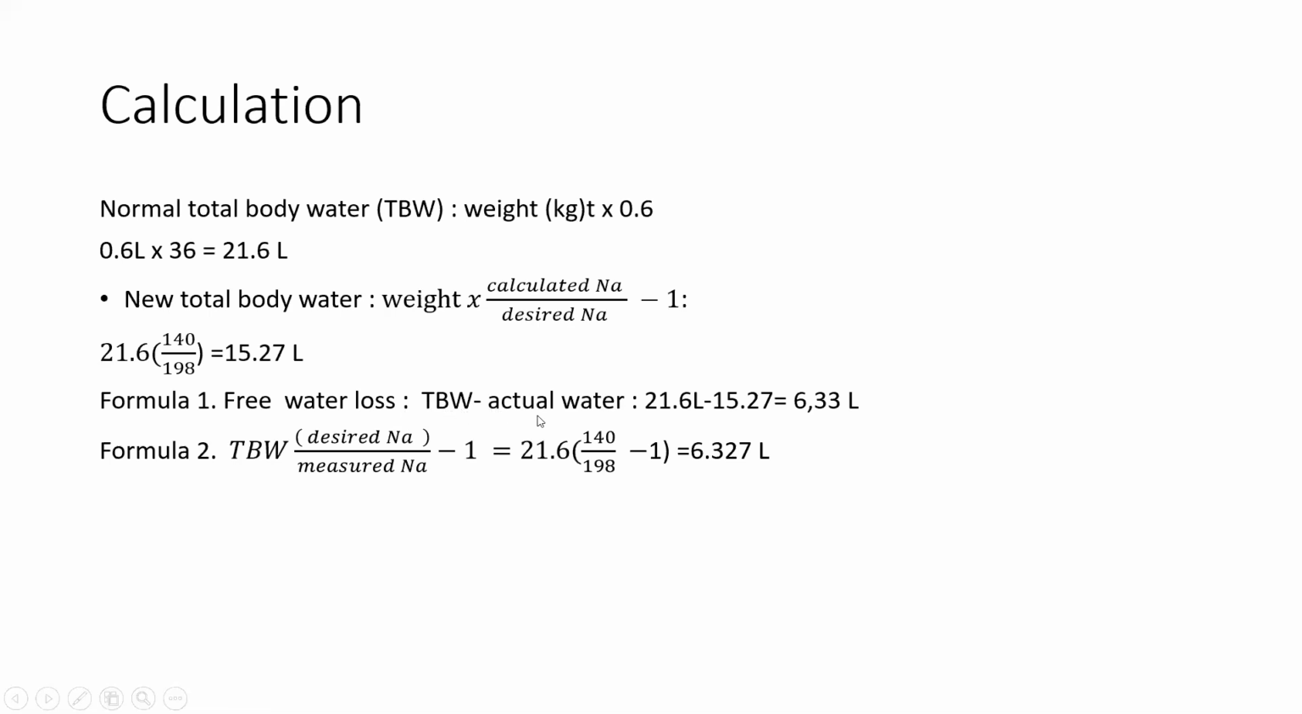body water minus the actual water. So that means 21.6 liters minus 15.27 liters, which gives now 6.3. Sorry for the typing error. So that's the formula. So you see now with this chart, we are supposed to use the daily maintenance fluid, then plus now the 6 liters and 330 ml.